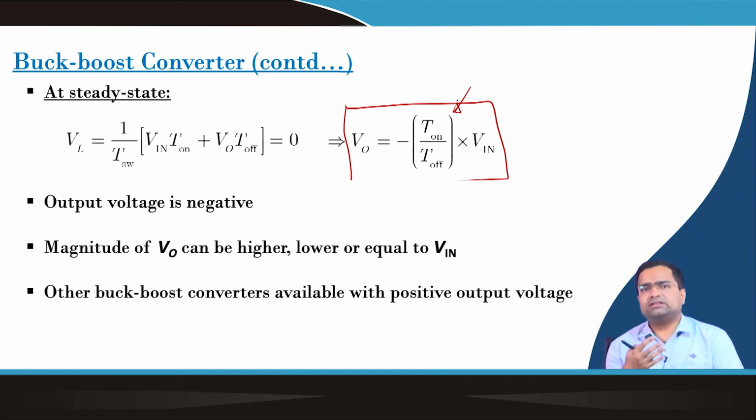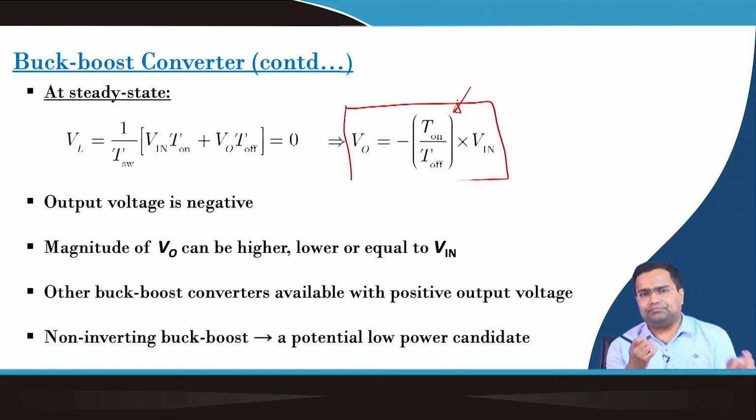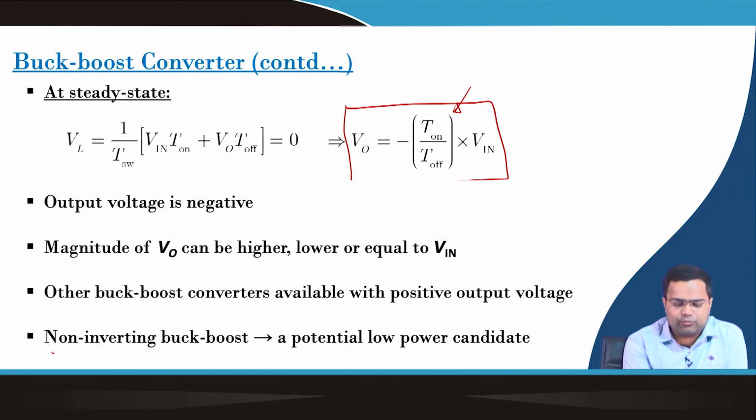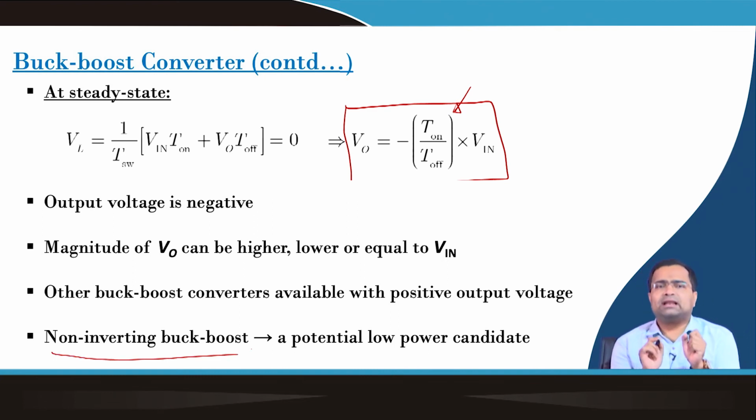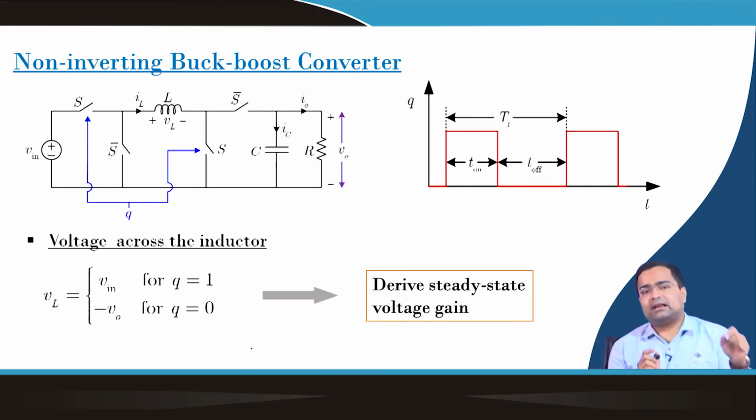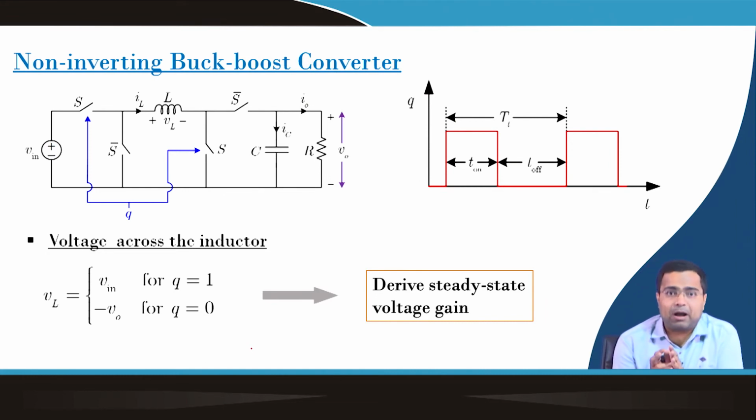So, there are other topologies related to buck-boost operation which can generate a positive output voltage, and one of them is the non-inverting buck-boost converter, which is a potential candidate for low power applications. That means this candidate is used for low power, and if you take the circuit diagram of this low power non-inverting buck-boost, you can see there are 4 switches.